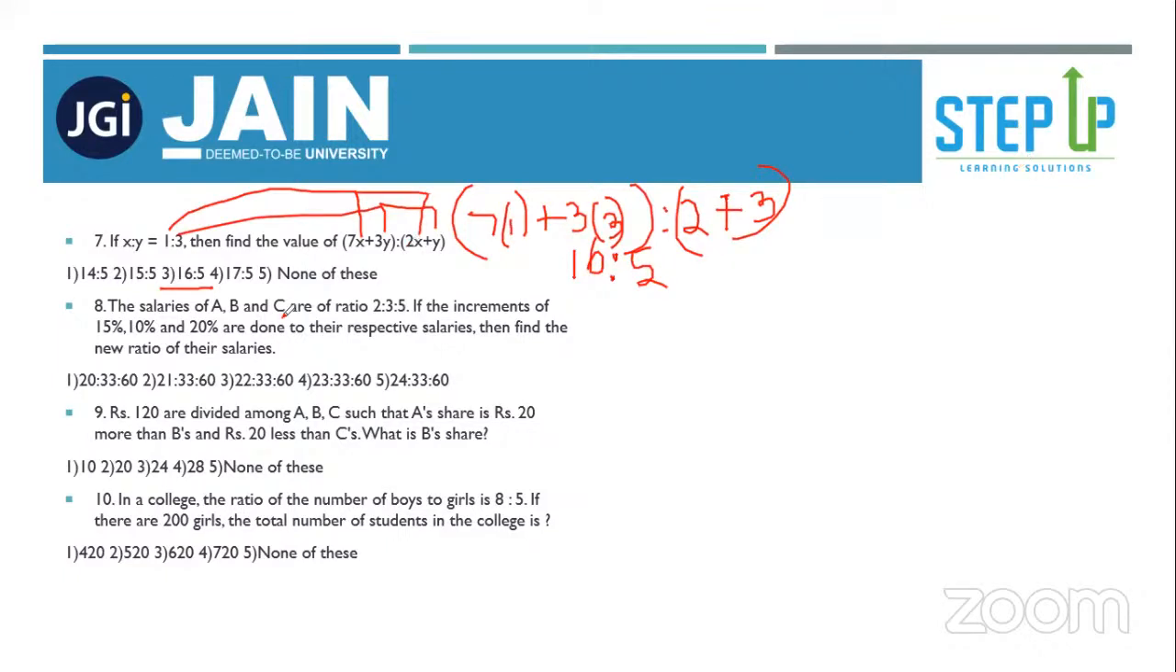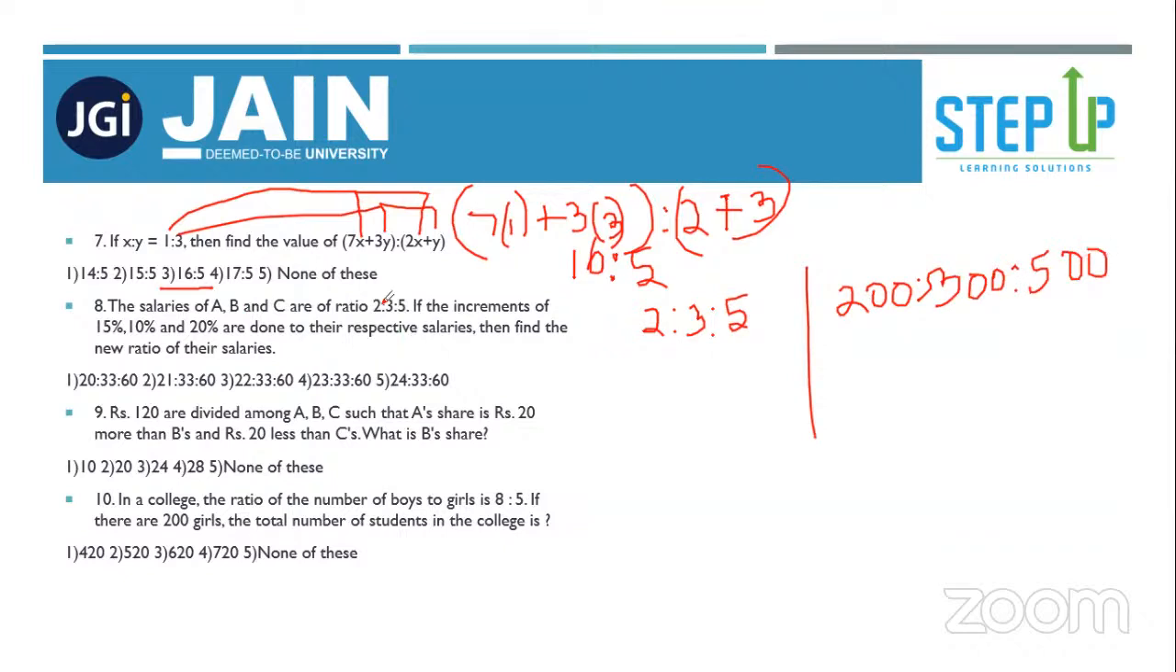The salaries of A, B, C are in the ratio 2 is to 3 is to 5, and if increments of 15%, 10%, and 20% are done respectively, what are the new ratios? So two ways to do it, either in the decimal values, or converting them into hundreds. Which one do you prefer? I'll do it in both the methods then. So this is for 200 is to 300 is to 500. Okay, so let's do it in both the methods.